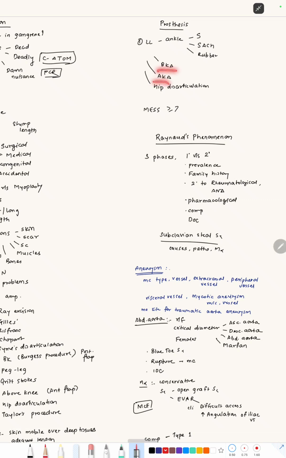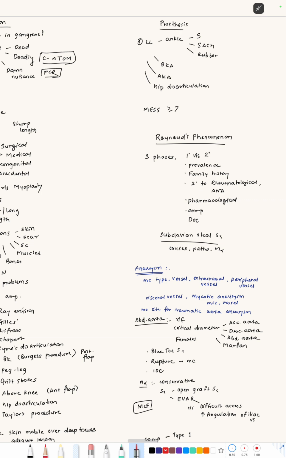Below knee amputation, above knee amputation. In below knee amputation, we use the patellar tendon bearing brace. Above knee amputation, there is a conventional prosthesis that is used, and suction socket prosthesis. And in hip disarticulation, there is a Canadian prosthesis that is used. Then MESS, that is mangled extremity severity score. If it is more than 7, then that is an indication for amputation.